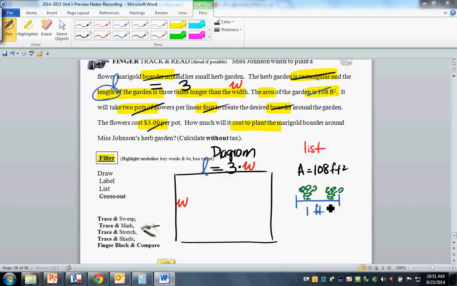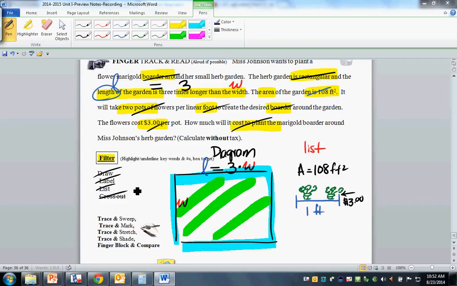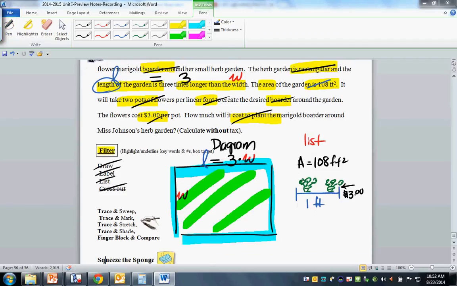And they cost $3 each. So each of these costs $3. With no tax, what does it cost? Now, our ultimate goal is a border. So realize we're working with a border here, but we're given the area. Okay? So draw, label, list, cross out, which we have done.